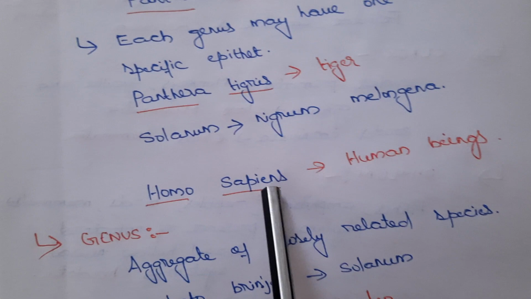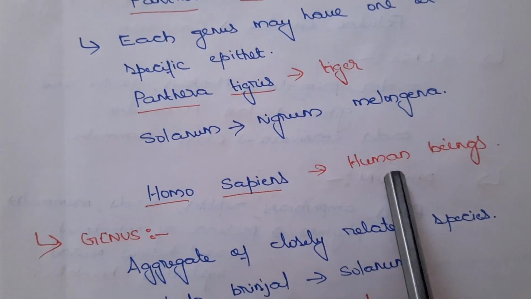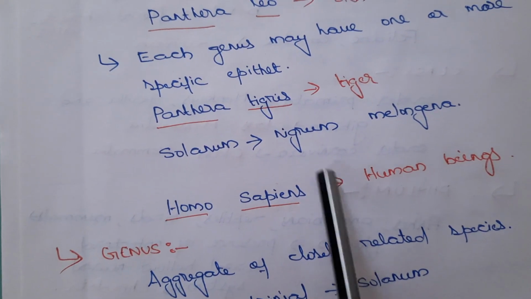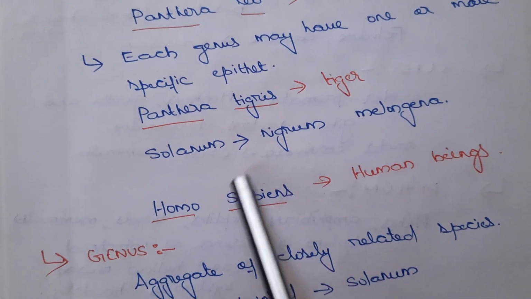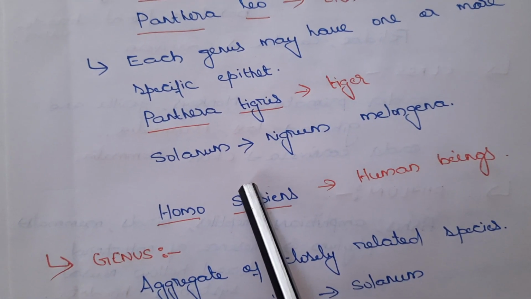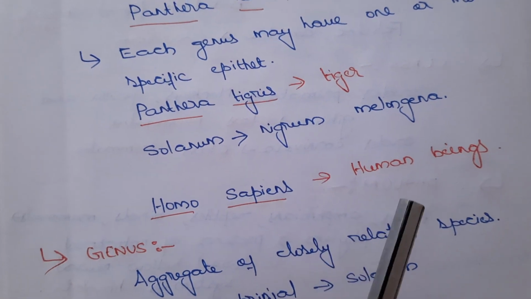Homo sapiens. So I said already, Homo sapiens is the scientific name of human beings. So Homo sapiens indicates a species. Here Homo is the genus name and sapiens is the specific epithet. So this is what a species is.